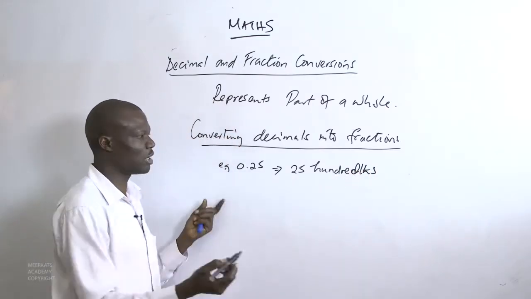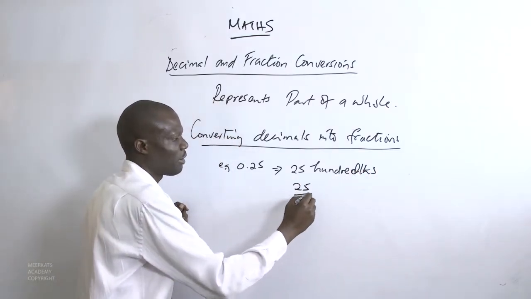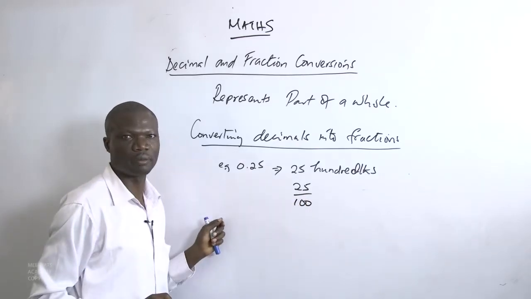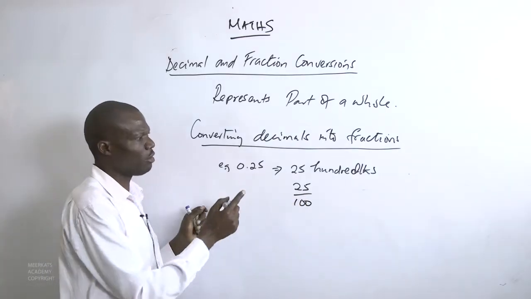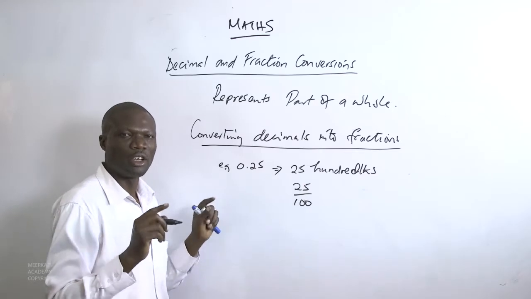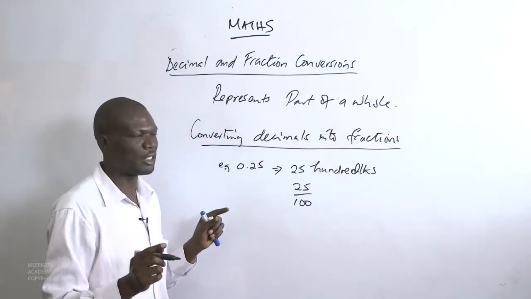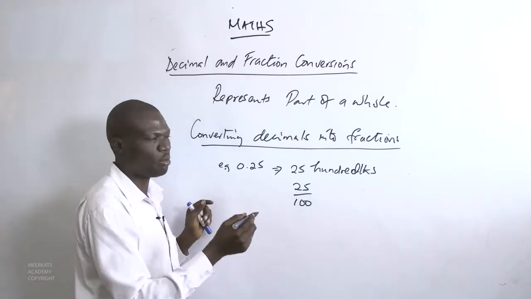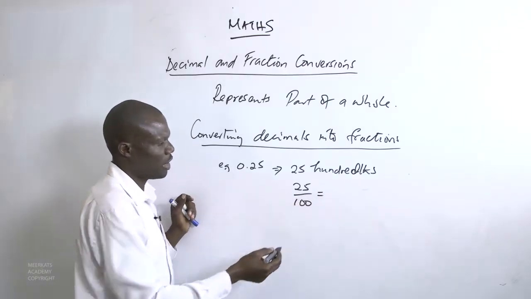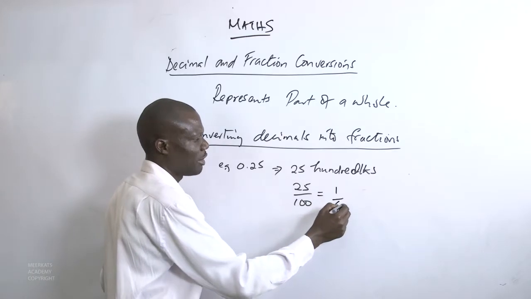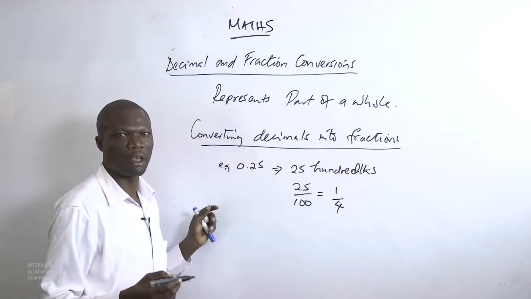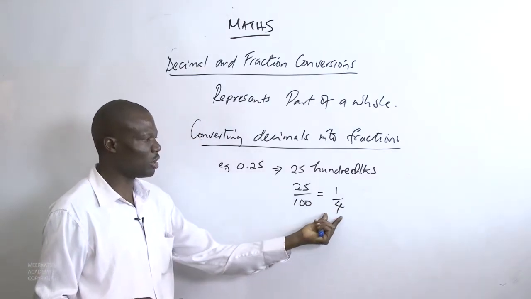25 hundredths, which is the same as 25 over 100. But because we are converting, it is very important that you keep your answer in a most simplified state. So you simplify as much as possible. And you realize if you simplify this, you'll get 1 over 4. So we've been able to simplify this.